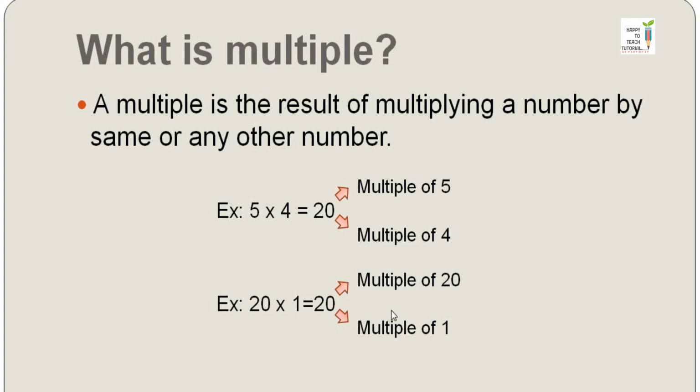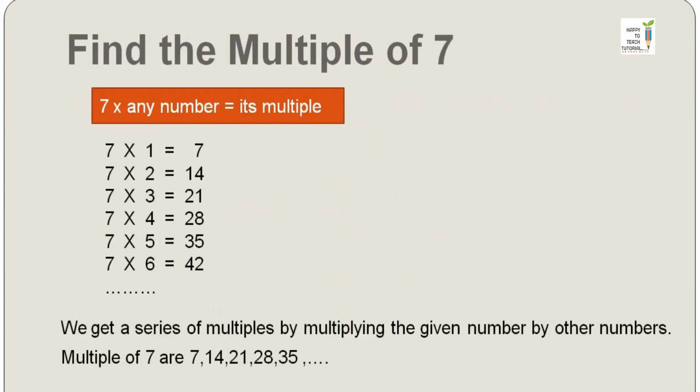Okay. Next, find out the multiples of 7. To find the multiples of 7, we multiply 7 by any number and we get its multiple. So we multiply 7 by 1, 7 by 2, 7 by 3, 7 by 4, 7 by 5 and so on. So we get a series of multiples by multiplying the given number by other numbers. So multiples of 7 are 7, 14, 21, 28, 35, 42 and so on.